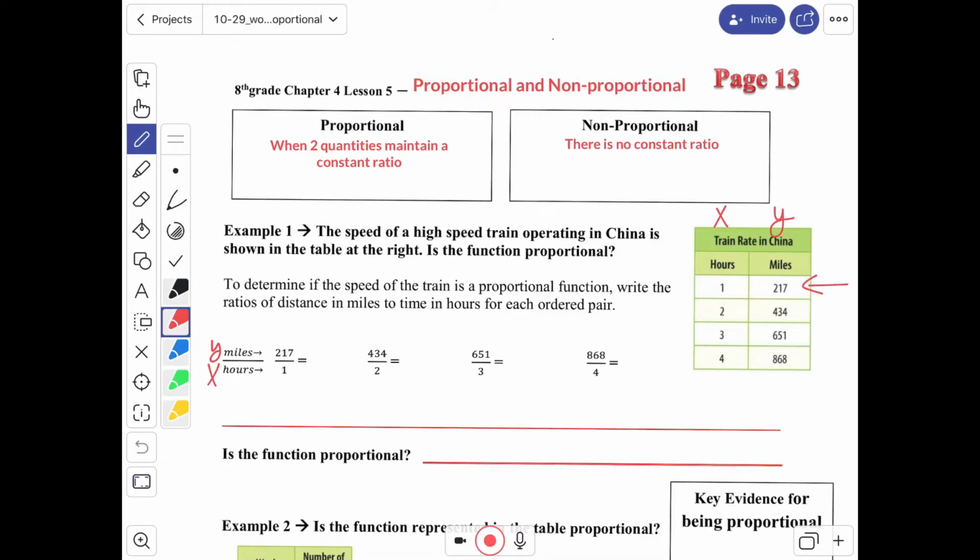So the first is 217 over 1, which would equal 217. And again, if you want to put that in the calculator and check, 217 divided by 1 is 217. The next one, 434 divided by 2, also comes out to 217. And 651 divided by 3 comes out to 217. And 868 divided by 4 also comes out to 217. So each one of these ratios simplified to 217.